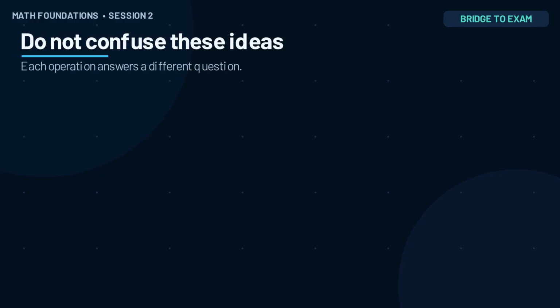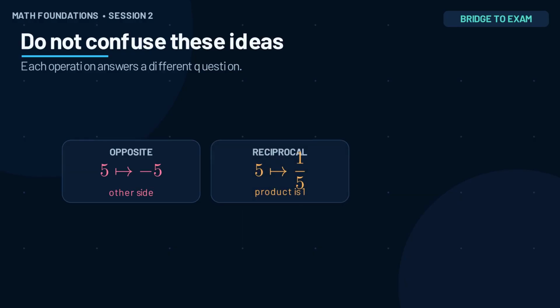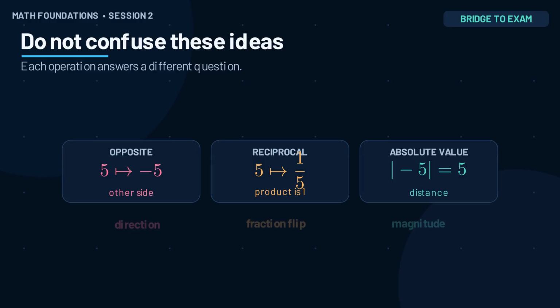Three ideas can look similar, so separate them carefully. The opposite of 5 is negative 5. Same distance, other side. The reciprocal of 5 is 1/5. It is the number that multiplies by 5 to make 1. The absolute value of negative 5 is 5. It reports distance from 0. Opposite changes direction. Reciprocal flips a fraction. Absolute value reports magnitude. Ask which job the question requests before changing anything.